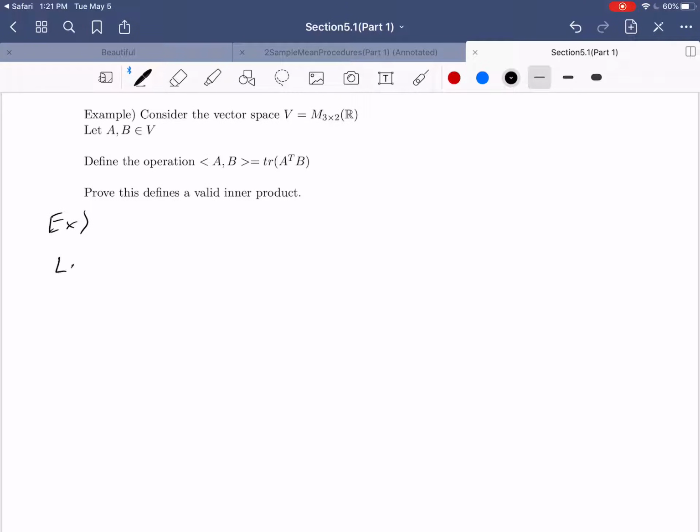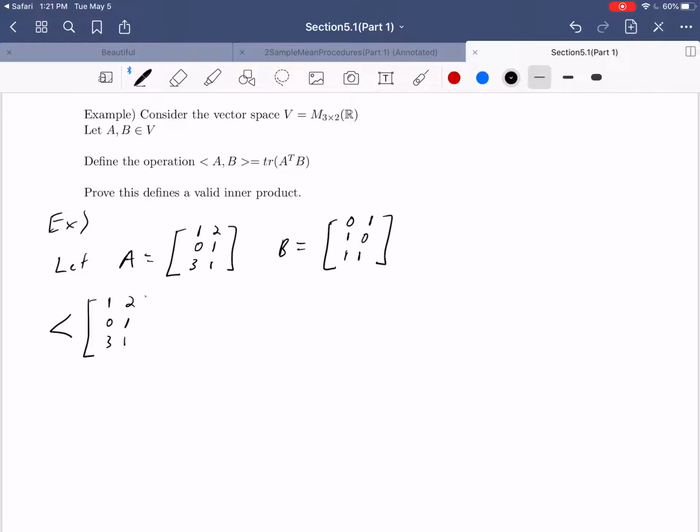So let's just for fun let A be maybe this guy, 1, 2, 0, 1, 3, 1. And let's let B also be a 3x2, so maybe 0, 1, 1, 0, 1, 1. Okay. So according to this, if we were to go ahead and do this operation, we would need to take the trace of the product of the transpose of this times this. So we'd write out the transpose of that, 1, 2, 0, 1, 3, 1.